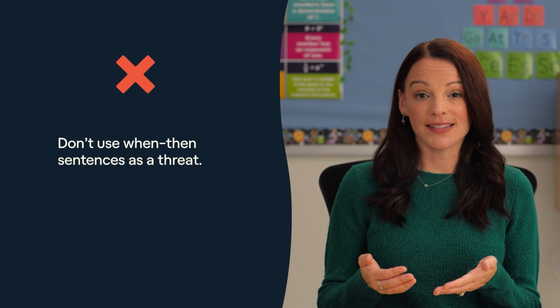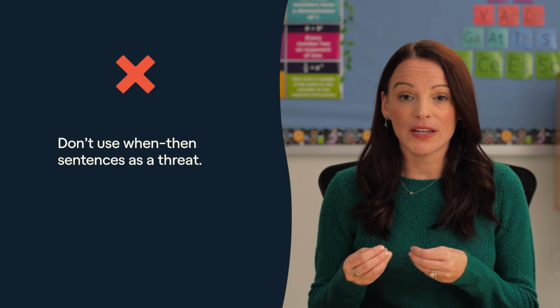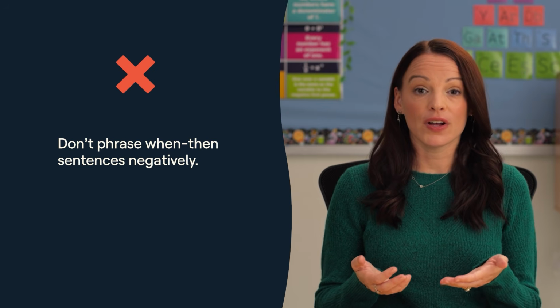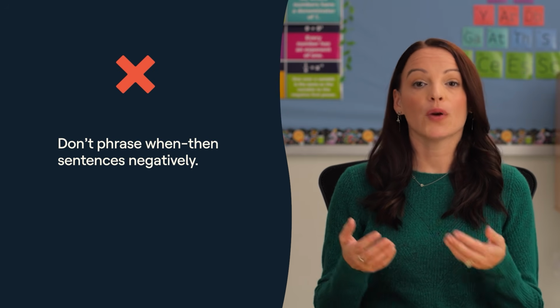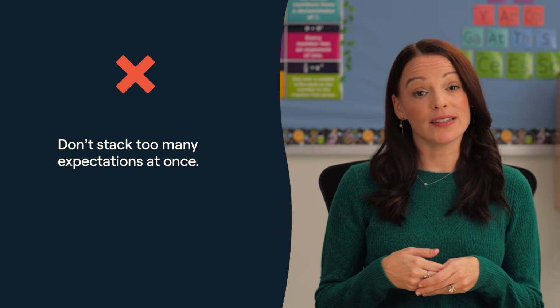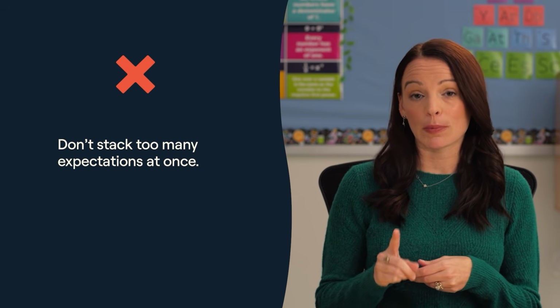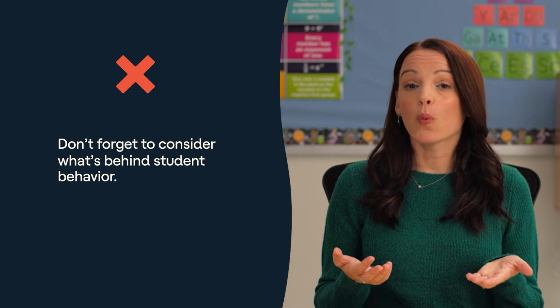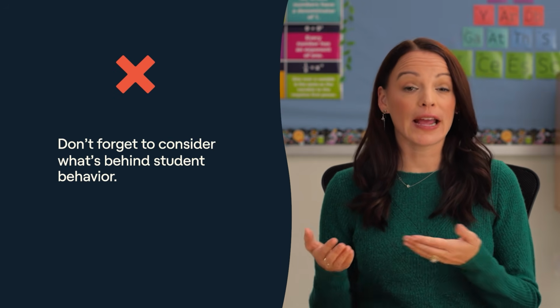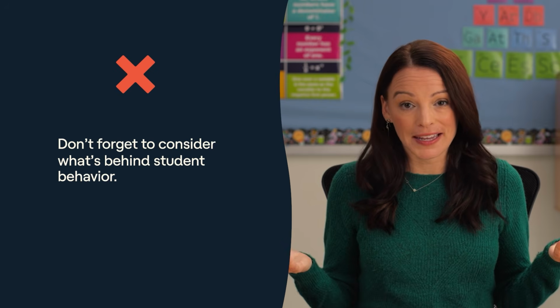Don't use when-then sentences as a threat. They should only be used as a support. Don't phrase when-then sentences negatively. Instead of, when you stop talking, you say, when your voices are quiet. Don't stack too many expectations at once. Each sentence should have one thing students are capable of doing. And don't forget to consider what's behind student behavior. Behavior is communication. If students aren't able to complete the when, what's getting in the way?